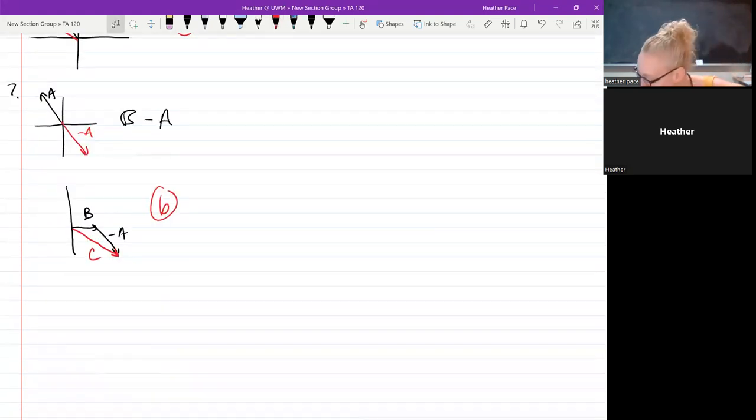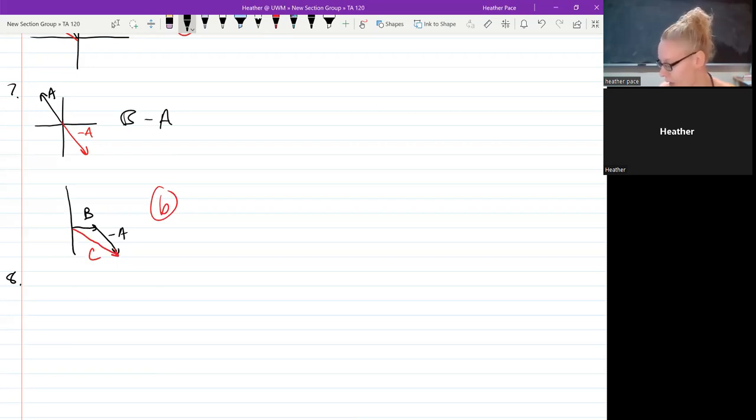so moving along to 8. The angle between vectors A and B is 30, and their sum is C. Which of the vector diagrams correctly describe the vectors A, B, and C? Okay, so we know that the angle between vectors A and B is going to be 30. So let's find one where the angle between those two vectors is 30.